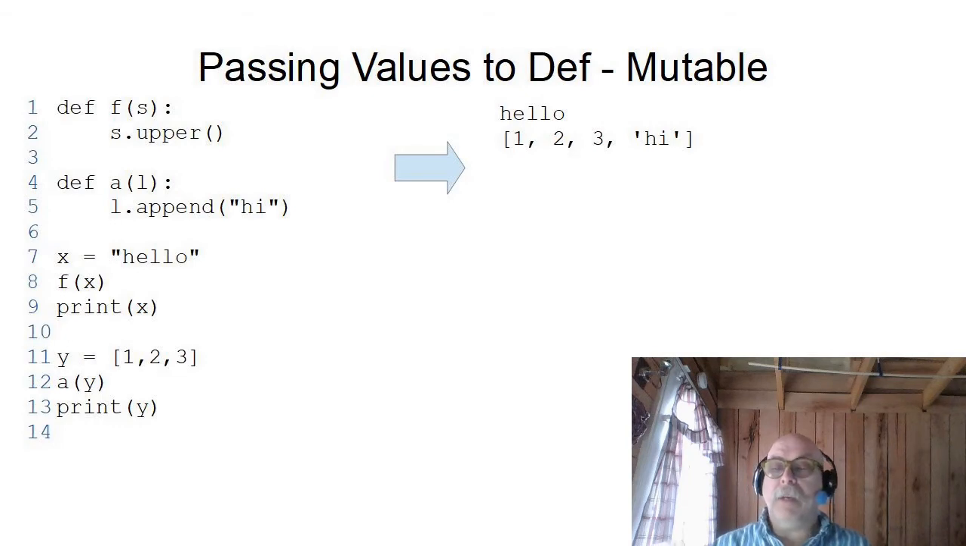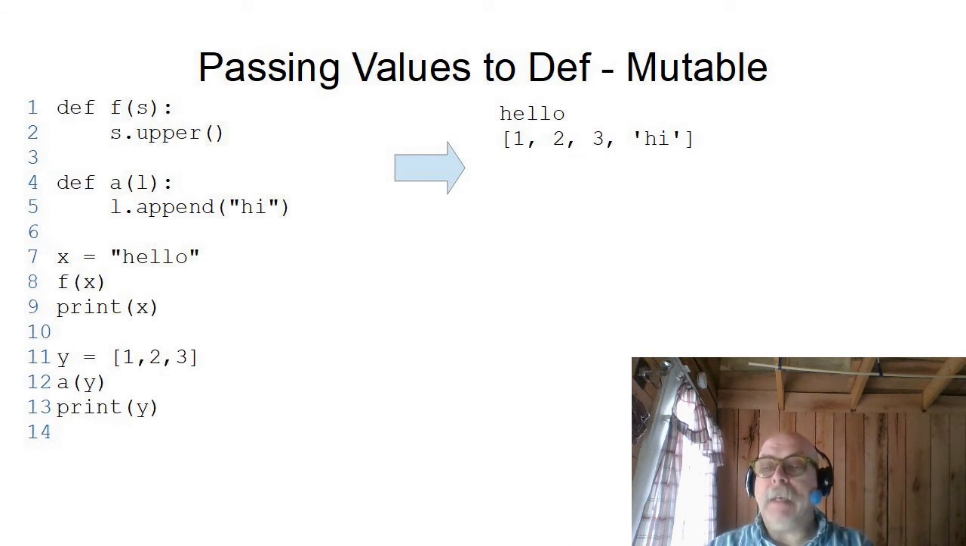So we're going to pass a list to the definition a and see if it actually appended hi outside the definition. You can see on lines 7, 8, and 9, I set the variable x equal to hello. I call the function f of x, and then I print x, and you can see above that the word hello is not changed to uppercase. So the variable s is an immutable variable because it's a string variable and it didn't change the value outside the definition.